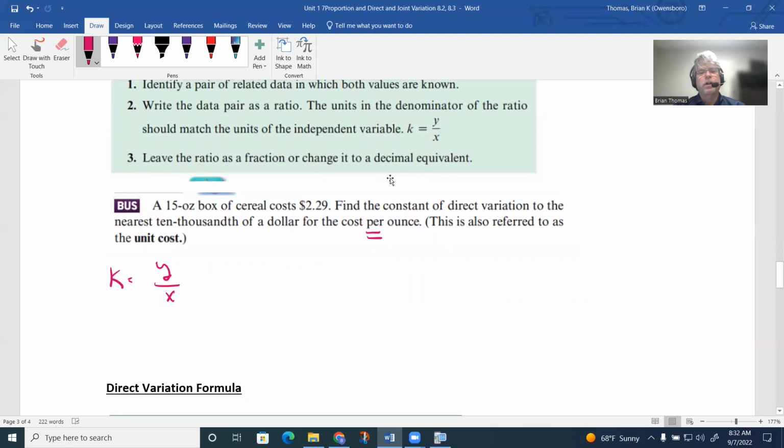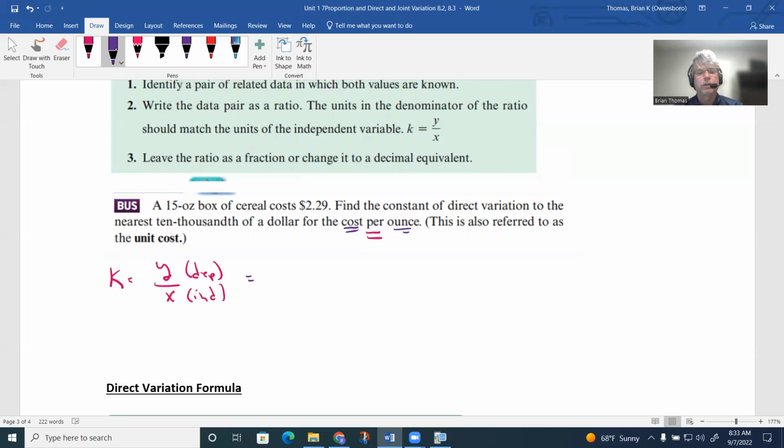So the independent variable is going to be in the denominator. Notice how it says the cost per ounce. So what they're saying is ounces is in the denominator. So this is telling me that my independent variable is the denominator. Usually x represents independent and y usually represents dependent as we move forward. So notice how it says cost per ounce.